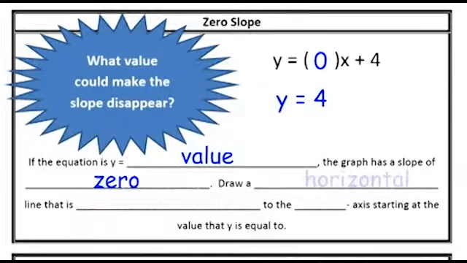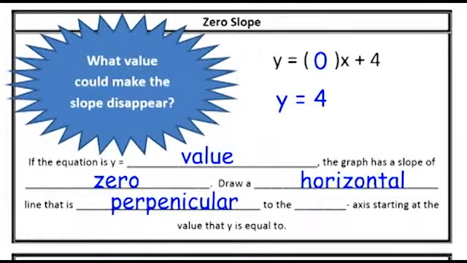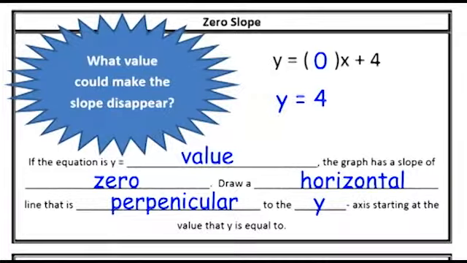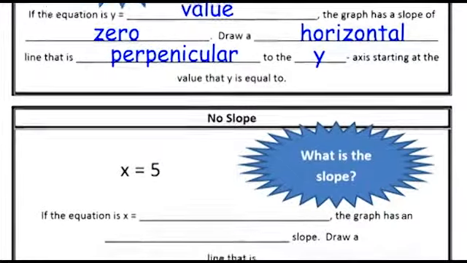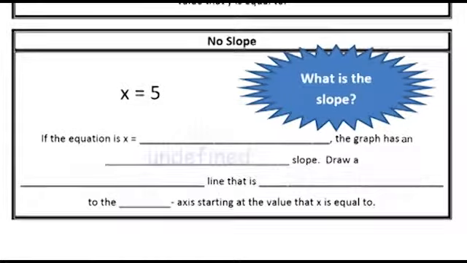You're going to draw a horizontal line that is perpendicular, so it makes a 90-degree angle to the y-axis at the value that y is equal to. So at y equals 4, you're going to draw a perpendicular line, so it's going to be horizontal. Now when there's no slope or undefined slope, it's x equals 5.